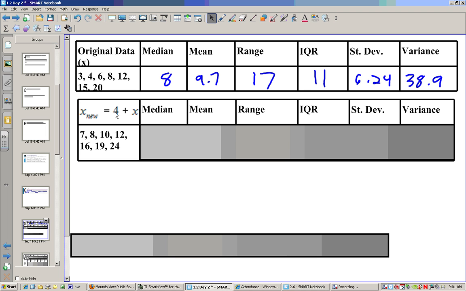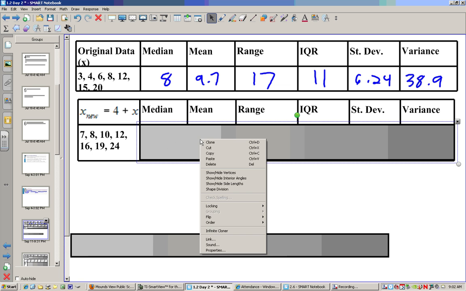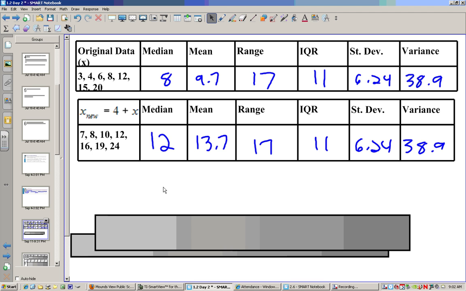Now do the same thing for 4 plus x. So you can go to L2 and just do 4 plus all of these values in L1, or you can just type in those data points. All right, hopefully you found them. Now, if I uncover them, you'll see the median and the mean both went up by 4, but the range, IQR, standard deviation, and variance stayed exactly the same.